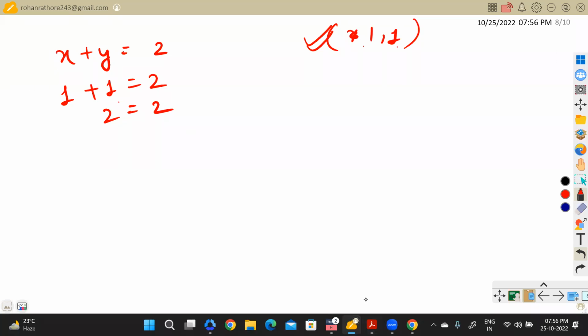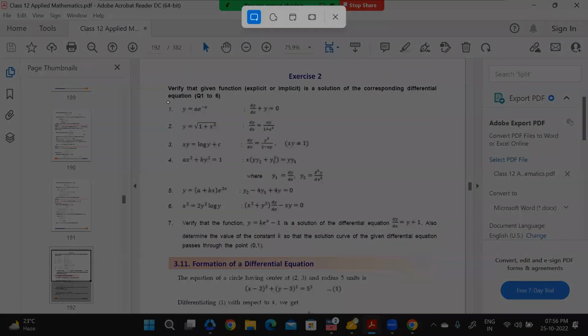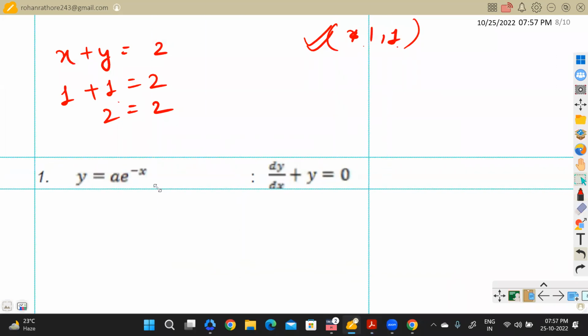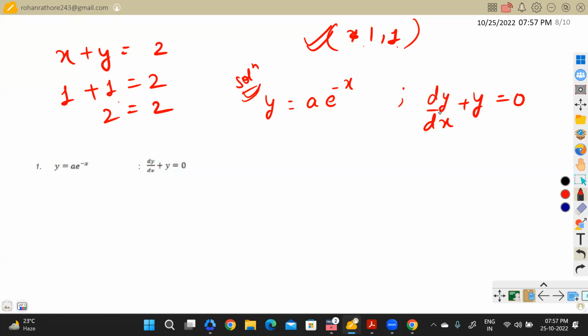So similarly, when we have to check for the differential equation, we'll do the same thing. So let's take the first question onto our whiteboard. So we have a solution given, y equals a e raised to the power minus x, and the differential equation is dy over dx plus y equals 0. So this is the solution that we have to check for the differential equation.